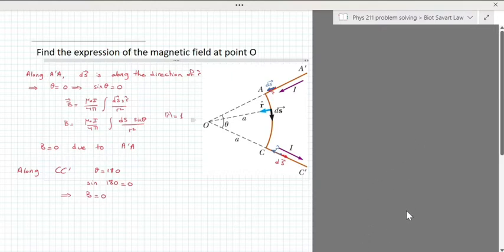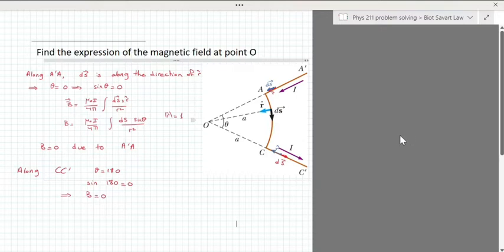Now, since I have three sections of different shapes for this wire, I will study each section separately. So for the section A prime A, you can see that I have drawn here the direction of ds, which is the infinitesimal length of the current, in order to solve for the magnetic field using the Biot Savart law. And I have also drawn the unit vector r, which is the unit vector joining the infinitesimal current location and the point of interest at which we are trying to study the magnetic field.